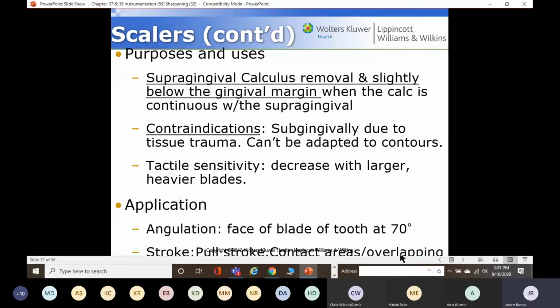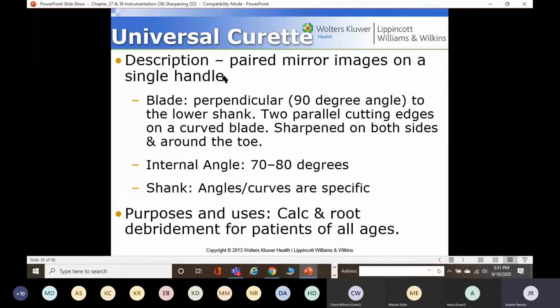So you do a pull stroke and overlap. On a universal curette, there are paired mirrored images on a single handle. You have exactly the same image on both sides of the blade. The blade is at a 90-degree angle to the lower shank.